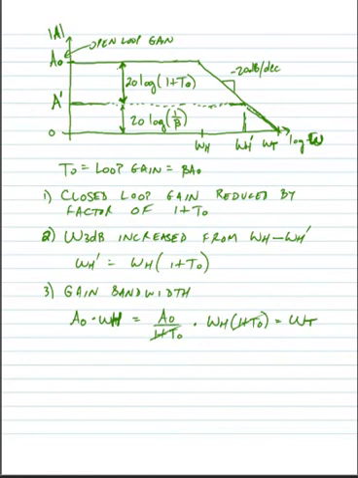So what this tells us is that we can either have high gain or high bandwidth, but not both at the same time. If we want to increase the gain, we would reduce the bandwidth, and if we wanted to decrease the gain, we would increase the bandwidth.